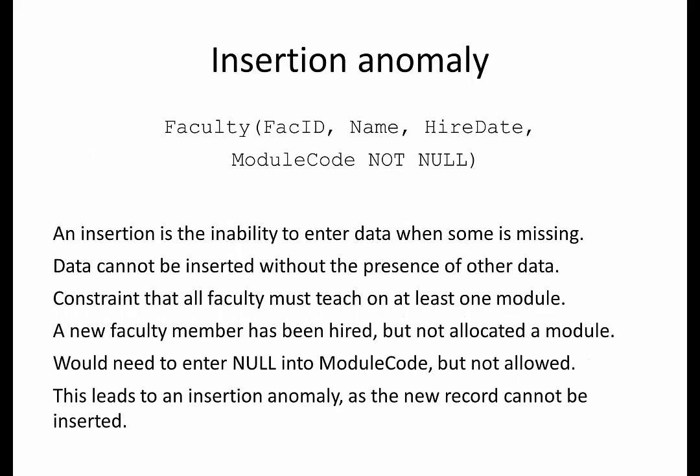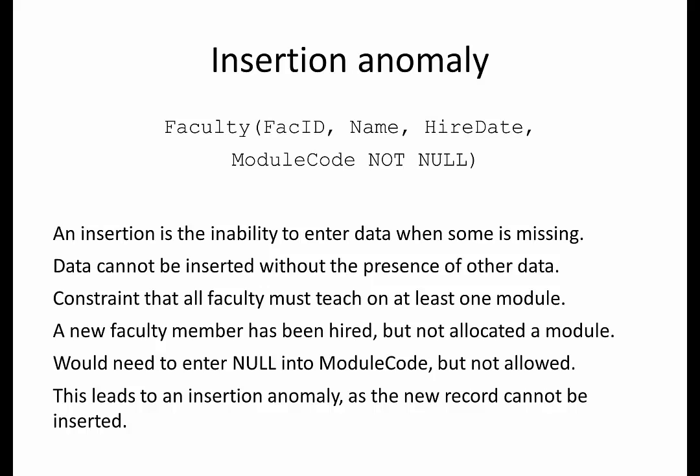Insertion anomaly. An insertion anomaly is the inability to enter data when some is missing. In other words, data cannot be inserted without the presence of other data, even though we might want to. So there's a constraint that all faculty must teach on at least one module. So module code has a not null constraint set on it. A new faculty member's just been hired, but not allocated to a module.